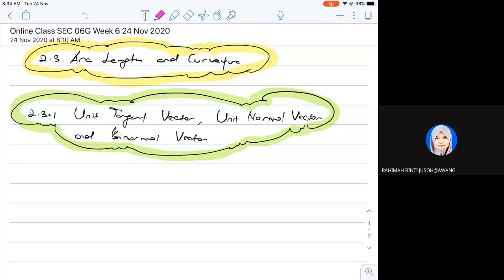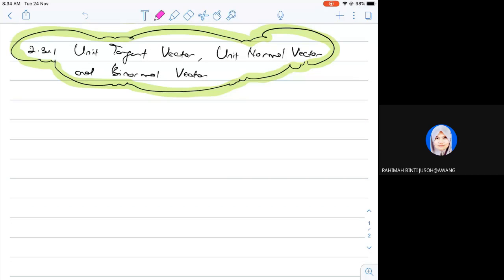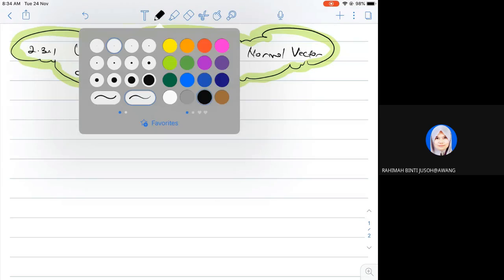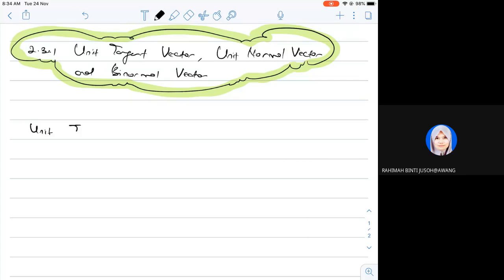Right, first of all, unit tangent vector. Okay, unit tangent vector. Okay, copy all of this. You have to copy these notes.